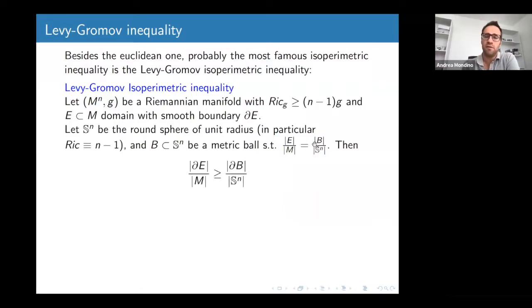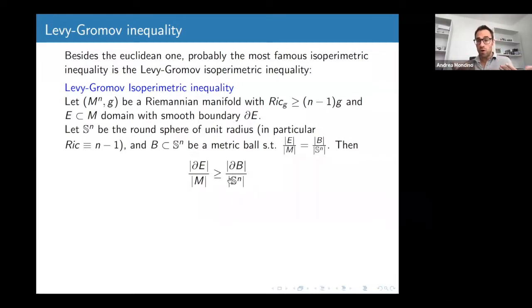Then the Lévy-Gromov isoperimetric inequality tells us that we can bound from below the renormalized perimeter of the set E with the renormalized perimeter of the ball, where the renormalized perimeter is the perimeter of the set E divided by the volume of the ambient space M, and the normalized perimeter of the ball is the analogous object, so it is the perimeter of the ball divided by the total volume of the sphere.